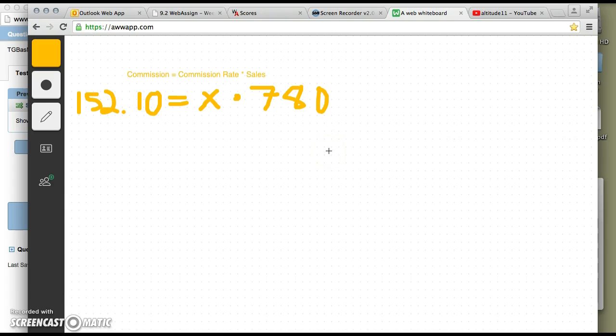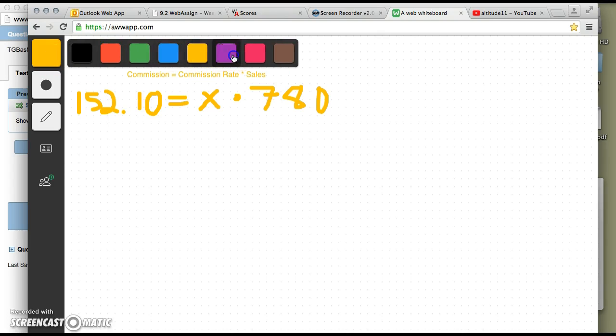So the amount of commission that we made as a gallery is going to be equal to our commission rate times the amount of money we sold our painting for. So we as an art gallery got $152.10 in commission, and that's equal to our commission rate, whatever rate we charge, times the amount of sales the painting was sold for. So times $780. And now we're just ready to solve that equation.